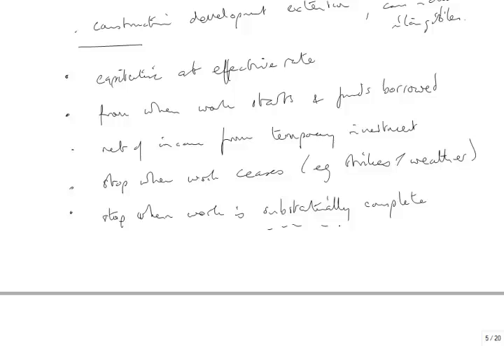And stop when work is substantially complete. Now we may have a problem with substantially complete, but I don't think we do from a quick read of Part B. The construction of the store commenced in May. It was completed and ready for use in February, but it didn't open until 1st of April. So 28th of February is the final date that we're going to capitalise. Calculate the net borrowing cost.